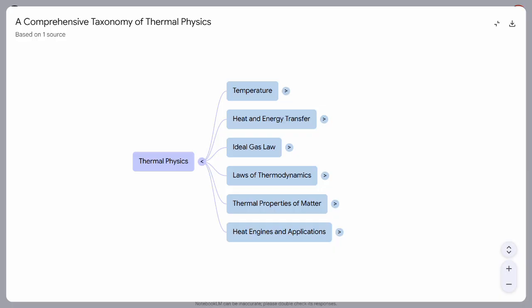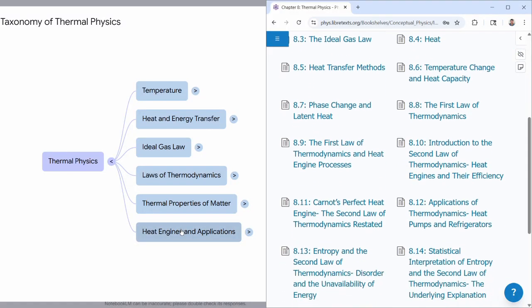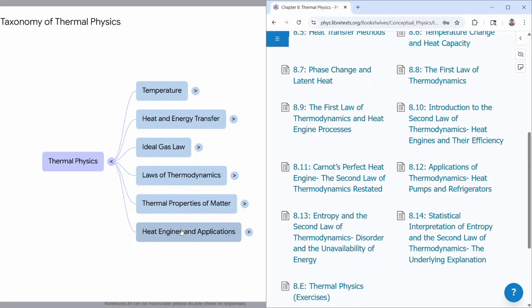Hi, this is the overview video for Chapter 8, Thermal Physics, Part 1. This is a long chapter, so we will break it into two parts. In this first part, we're going to cover the first half through section 8.7, phase change and latent heat, and the second half of the chapter covering laws of thermodynamics and the heat engines. We'll cover them in a second overview, Part 2. So, part 1.